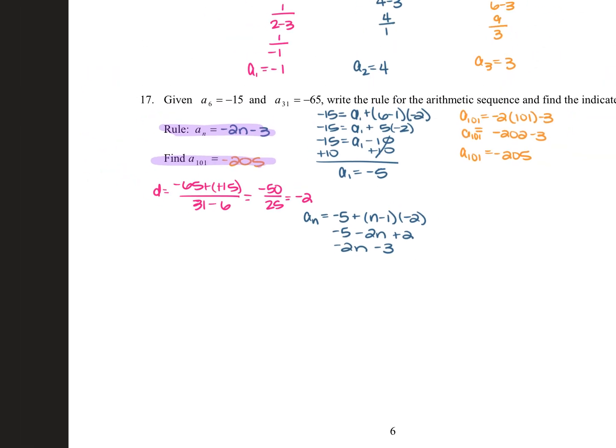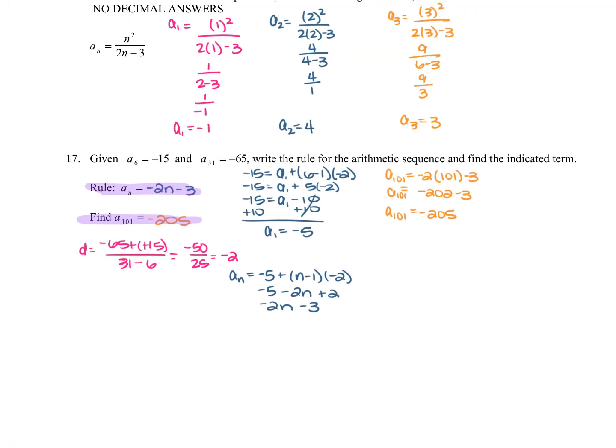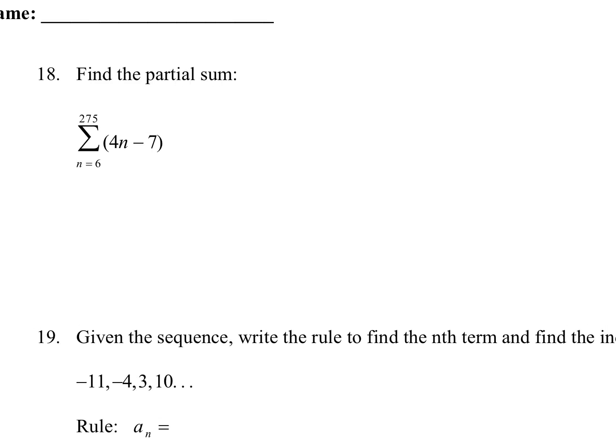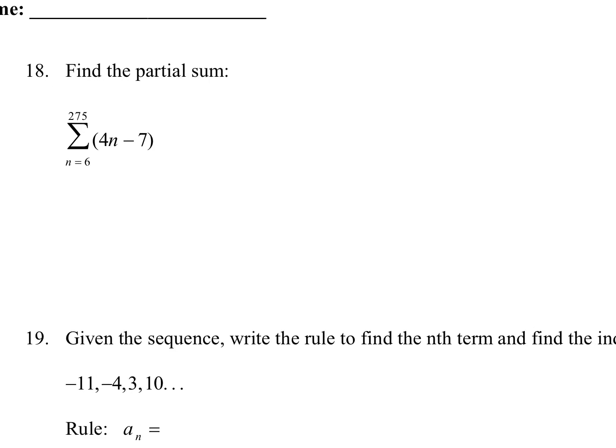From here, we are going to move on to find the partial sum. This is number 30 from your review. So we have our first term's n equaling 6. Our rule is 4n minus 7, and our last term is the 275. So the first thing we're going to do is find n by taking our top number minus our bottom number, adding 1 to it. So that's going to give us 270.